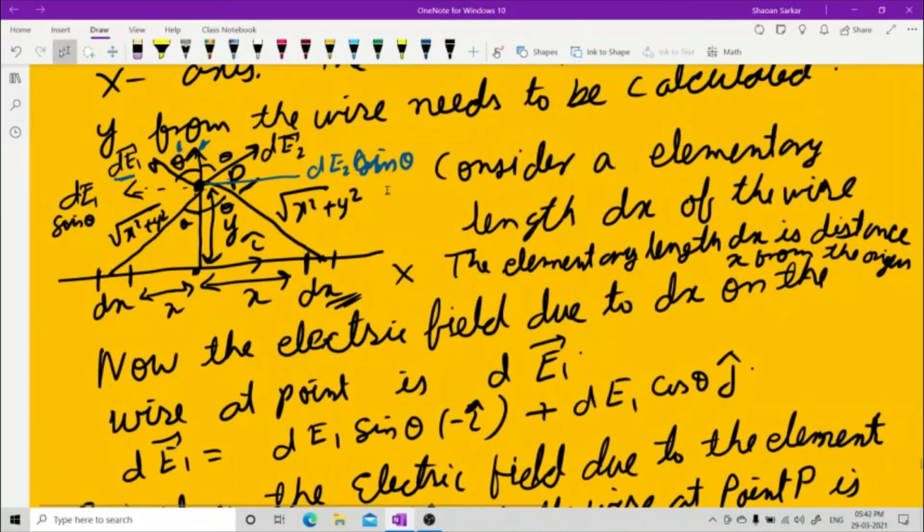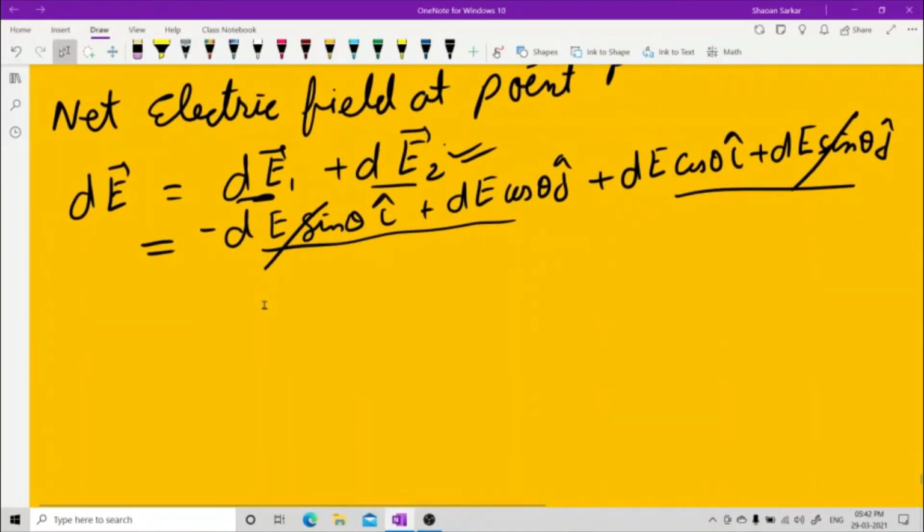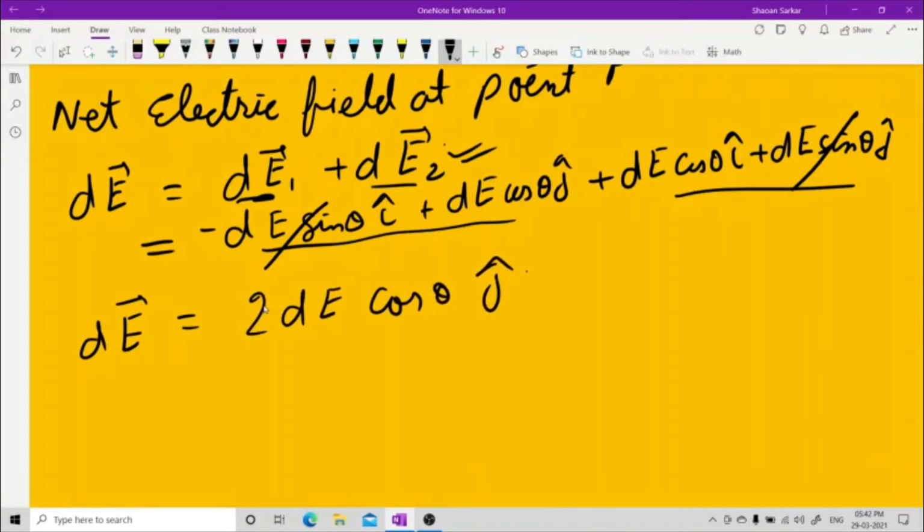If you take this figure completely, the dE sin theta component of this and this cancels out. The x-axis components cancel out. Only the y-axis component will add up. That is, only the j component will be there. So dE is equal to 2 dE cos theta in the j component.